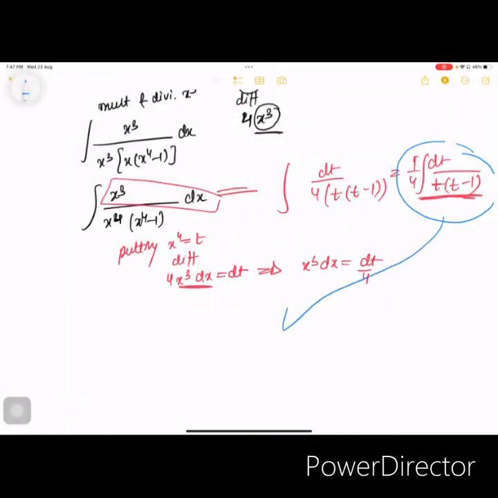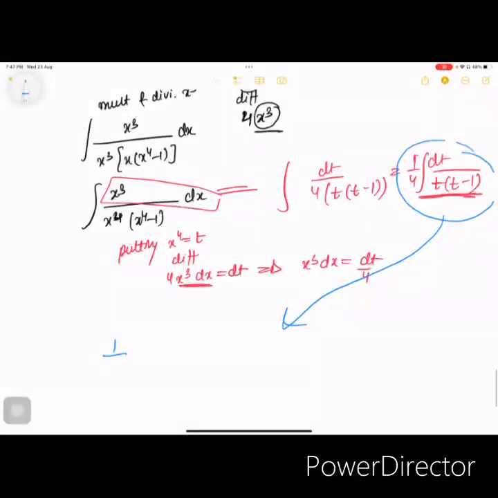Can we solve it by 1 upon 4 is constant, we are skipping it for now. We are calculating just the integration part. A upon the first factor, B upon the second factor. Just calculate the value of A and B, put it here, and it will be your answer.